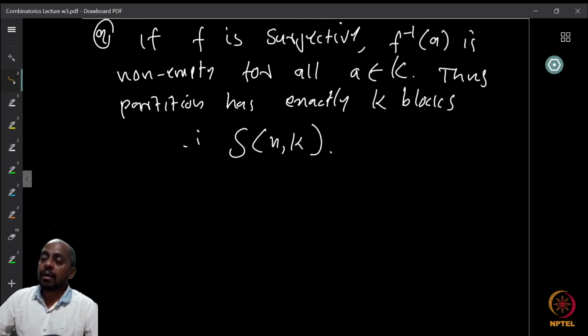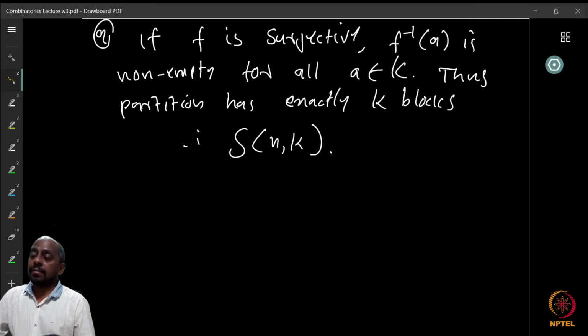Okay. The ninth entry is that if f is surjective, then we observe that f inverse a is non-empty for all a in k. So thus the partition has exactly k blocks, because each of the elements has a pre-image, and there are k elements in k. Therefore there are exactly k blocks. Each pre-image defines a block, that we saw earlier. So therefore there are exactly S(n, k), by the definition that we have done, the number of surjective functions from an n element set to a k element set.